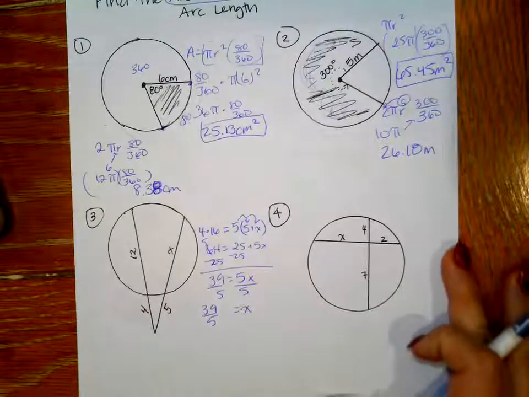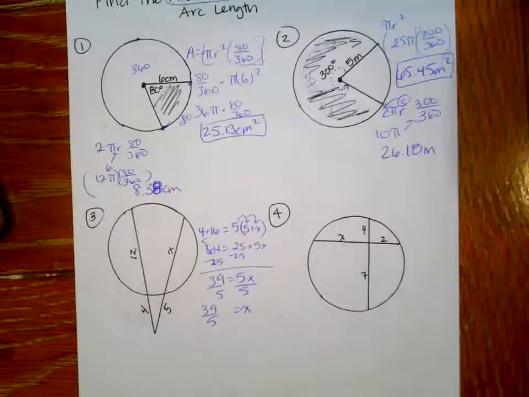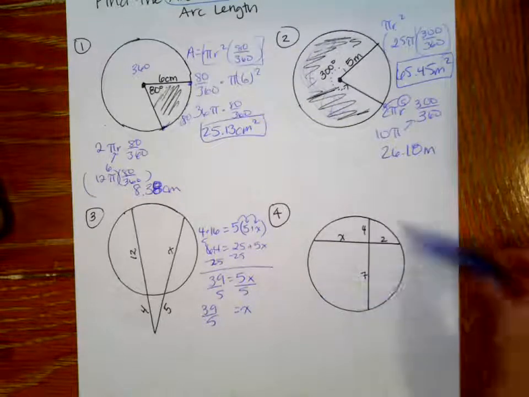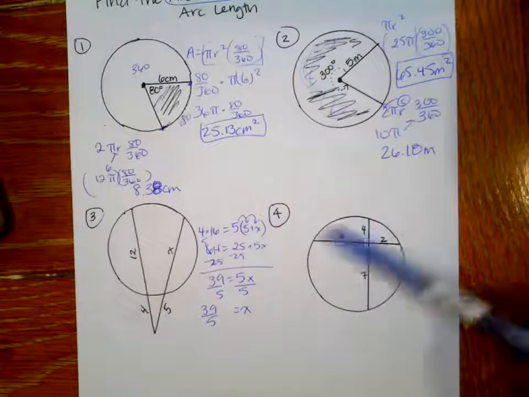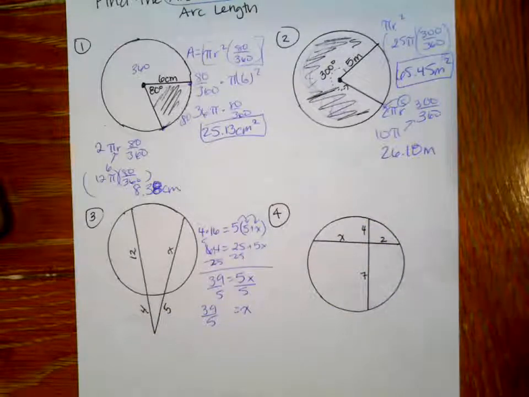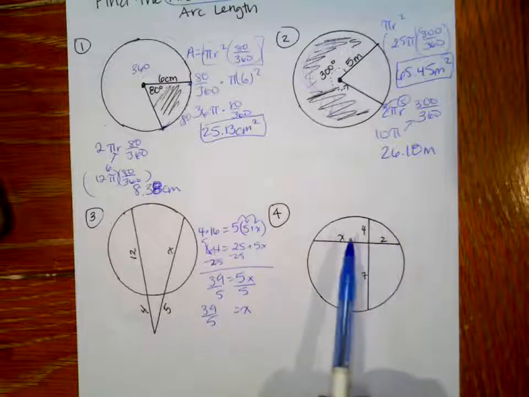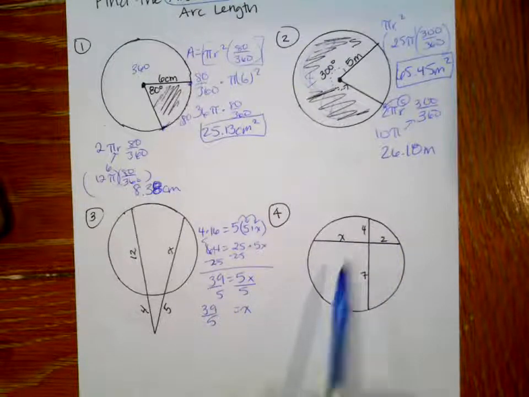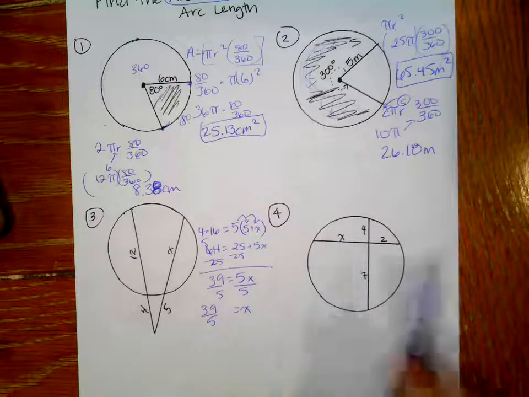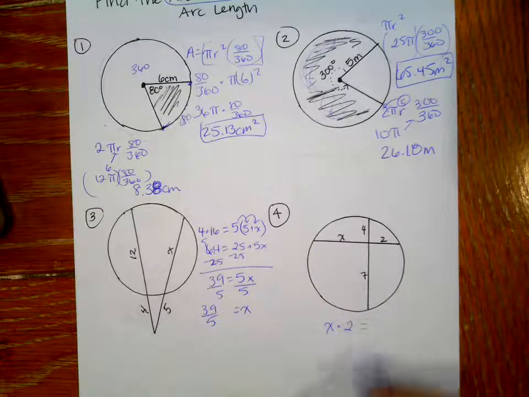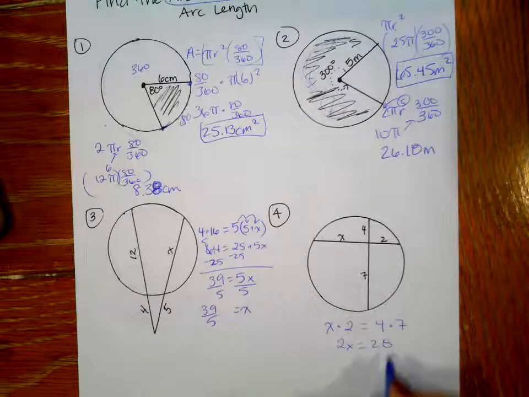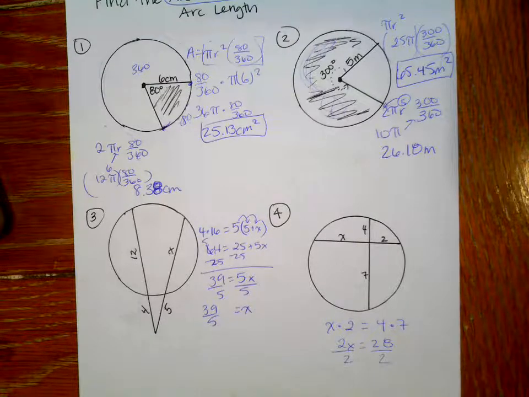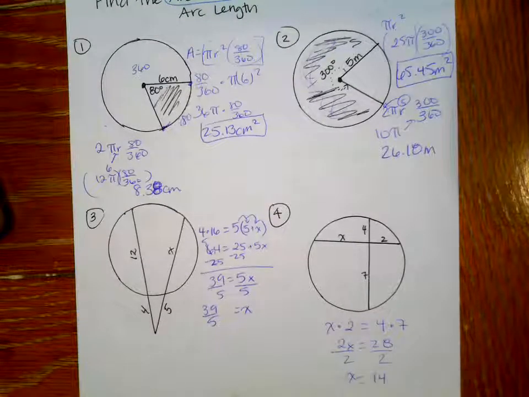Okay, number 4. You're also looking for a length, right? But we are inside. Everything is contained inside the circle. I hope you guys can see the difference between stuff going on outside the circle here, and everything in here being contained inside the circle. So inside the circle, we're just going to take each piece, multiply them and set them equal to each other. So I'm going to go x times 2 is equal to 4 times 7. So 2x equals 28. Divide both sides by 2. x equals 14. Okay, so this piece right there is 14.